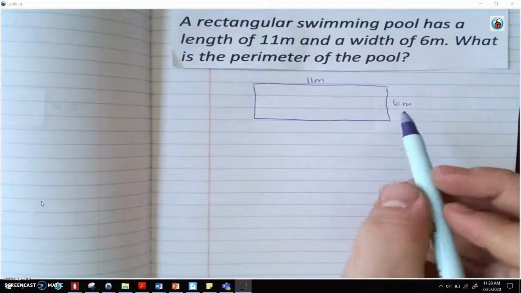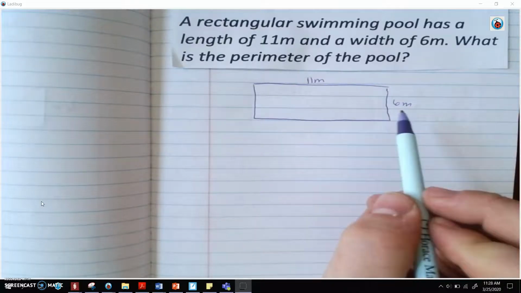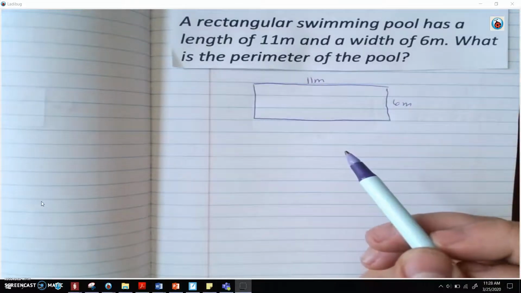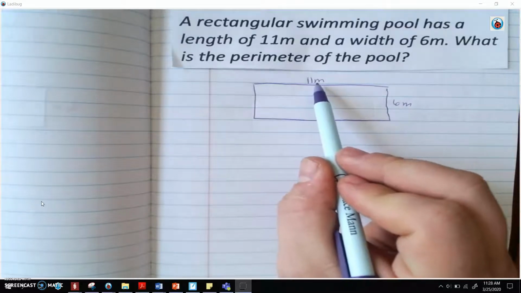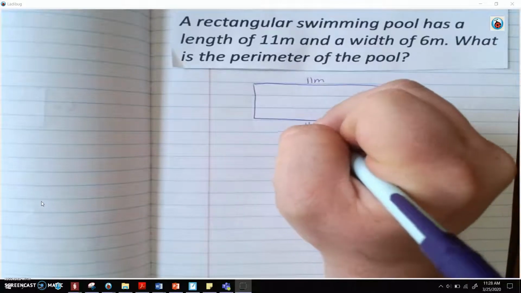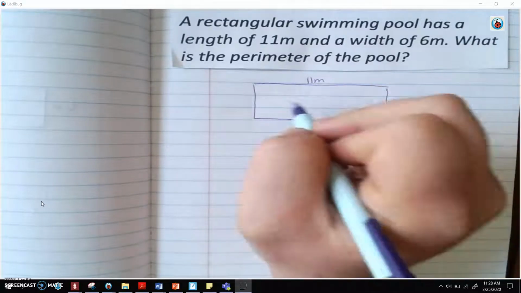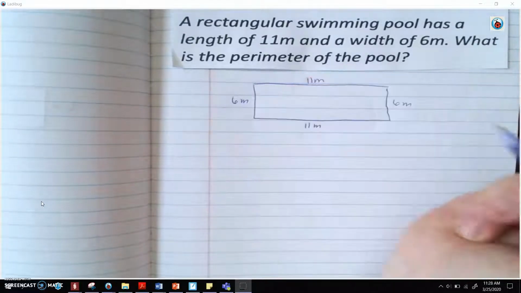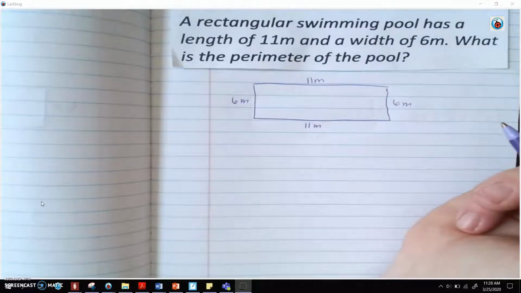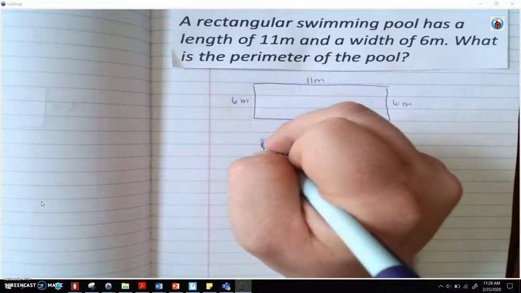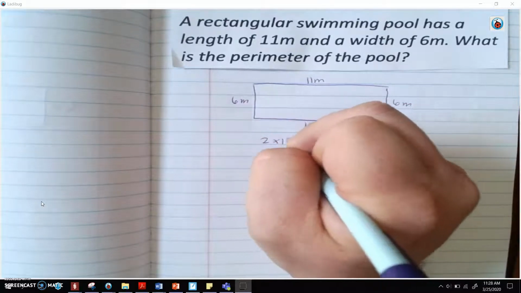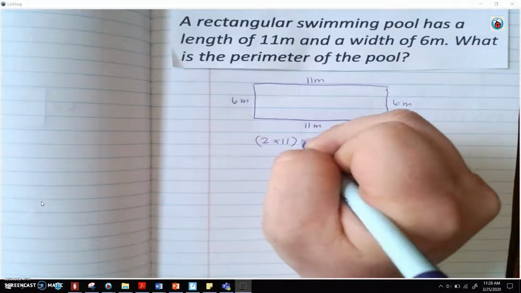So I know that because rectangles have opposite sides that are congruent, or the same, if this side is 11 meters, this side is also going to be 11 meters. And if this side is 6, that opposite side is also going to be 6 meters. So I know that I have two side lengths that are 11 meters. So I'm going to say 2 times 11, and I'm going to add that.